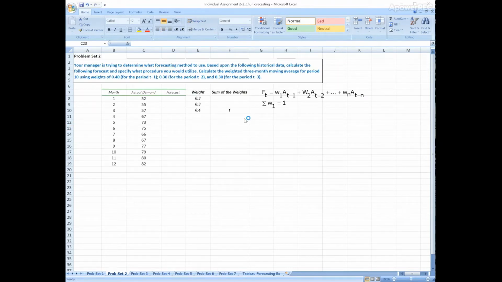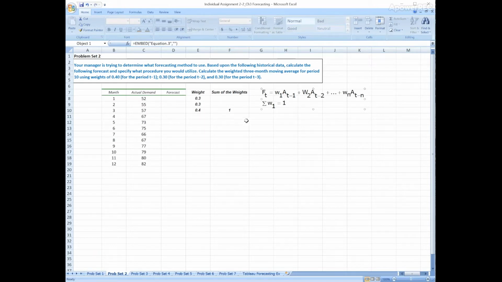The next question is that, based on the historical data, your manager decides to use the weighted 3-month moving average technique for forecasting demand for a period of time. Weighted moving average is very similar to simple moving average. When it comes to weighted moving average, different data values carry different weights. Here is the formula associated with that. As you can see, the weighted moving average formula is here.